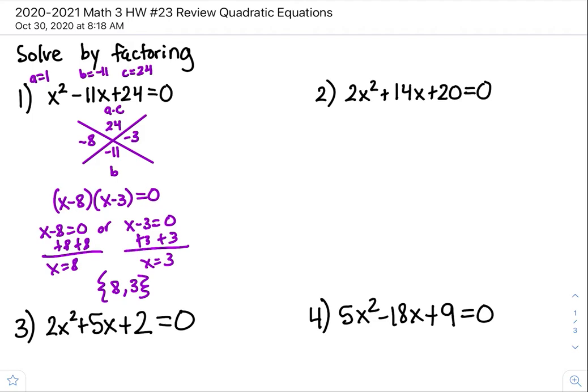Okay, number 2. Now, something to notice for number 2: look at the coefficients of each one. You can factor out a 2 from each one. You always have to ask that question. So, I'm going to factor out a 2. 2 divided by 2 is 1, so x squared. 14 divided by 2, 7x. 20 divided by 2, 10.